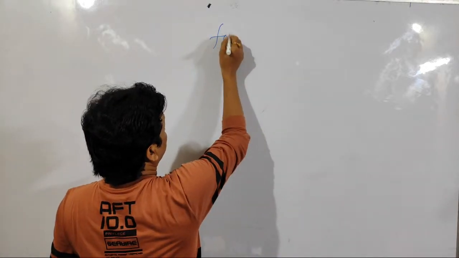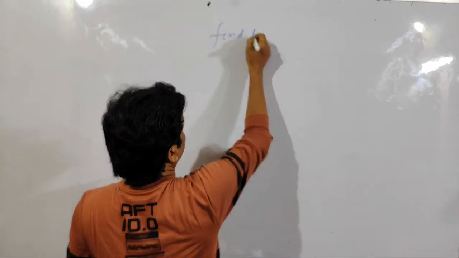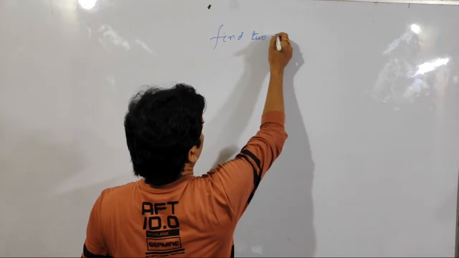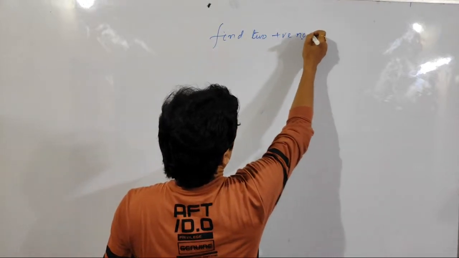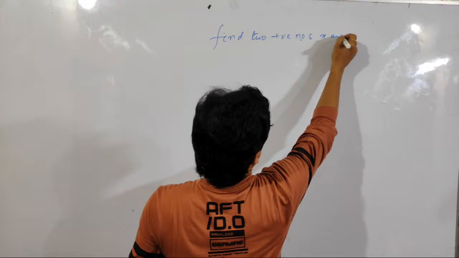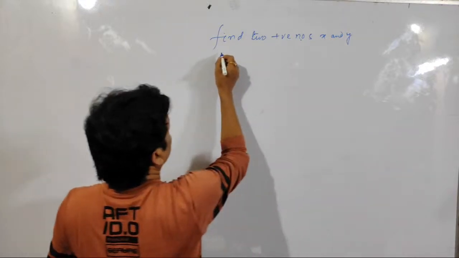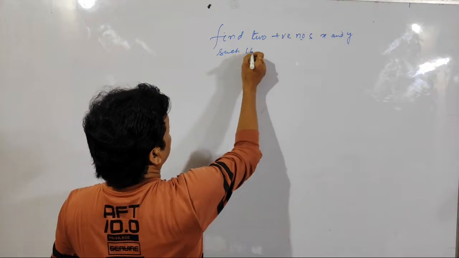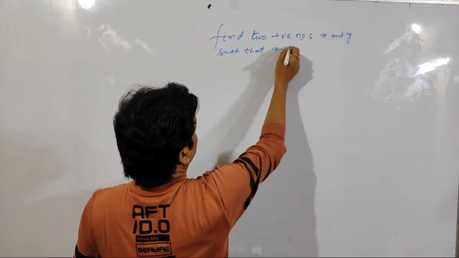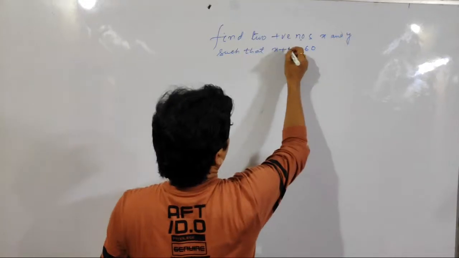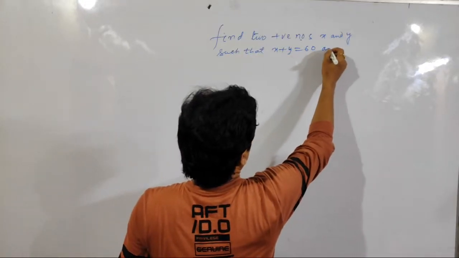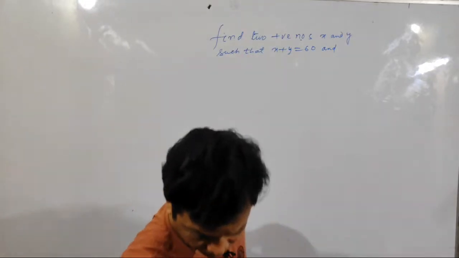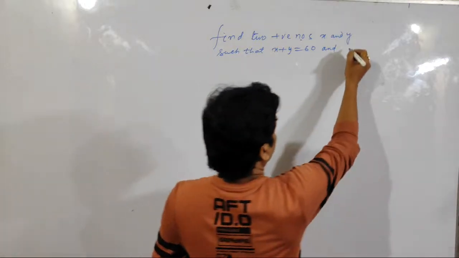One line I am writing. Find two positive numbers x and y such that x plus y is equal to 60 and x y cube is maximum.